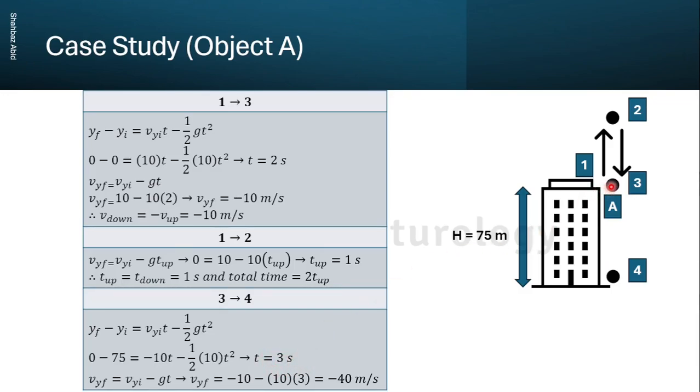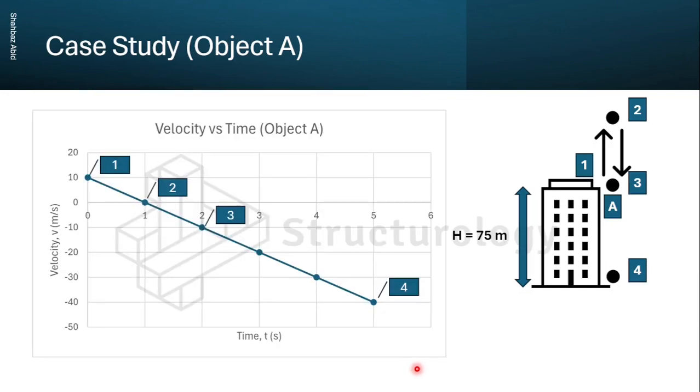So it took 3 seconds to reach the ground. Now we can calculate the final velocity from this equation of motion: final velocity equals initial velocity minus g times t. This will give us the final velocity just before it hits the ground, which is equal to minus 40 meters per second. We can now plot the velocity versus time graph for object A.